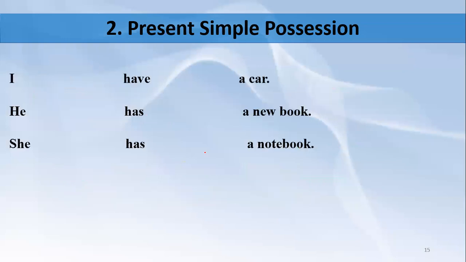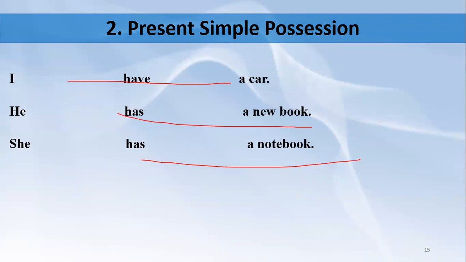So what sort of positions? For example, I have a car, fine. He has a new book, she has a new notebook, clear. So this is like I have a smartphone, I have a laptop, we have a very good class, fine. I have got very good students, very obedient students. So I have very obedient students.